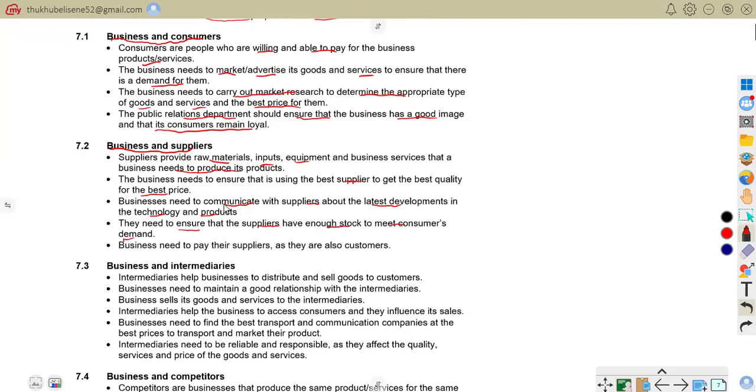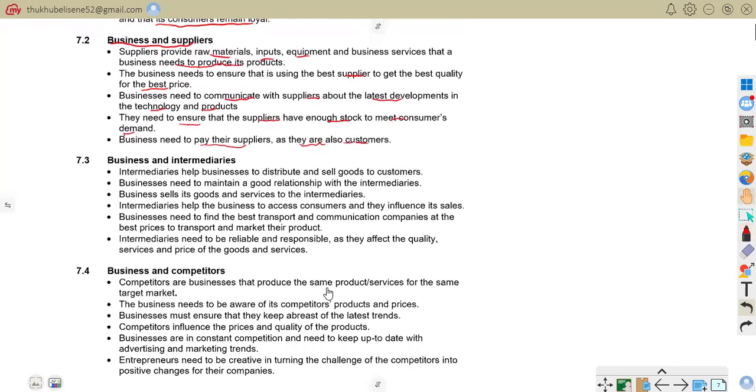So suppliers must meet the what? The demand. For example, a clothing shop needs enough stock before Christmas season so that they can meet the demand. Business needs to pay their suppliers as they are also customers. So a restaurant pays its vegetable supplier monthly. That is that. So now let us go to businesses and intermediaries.